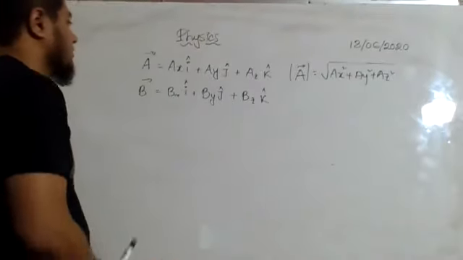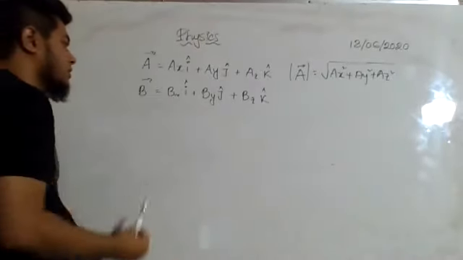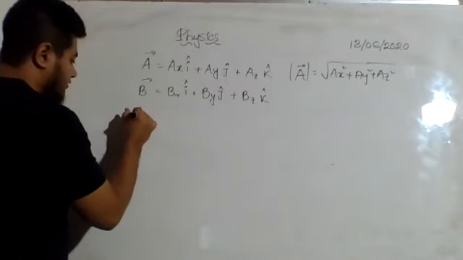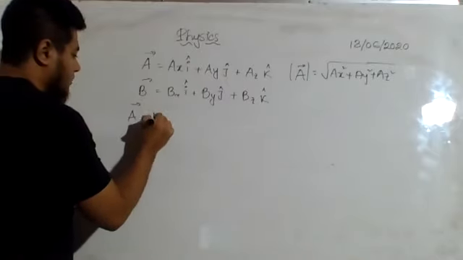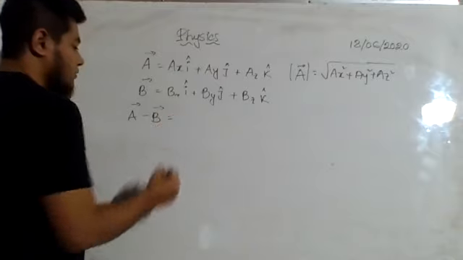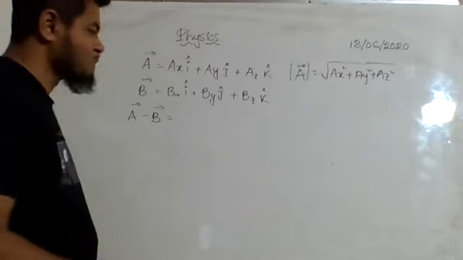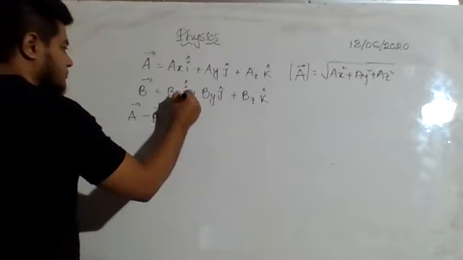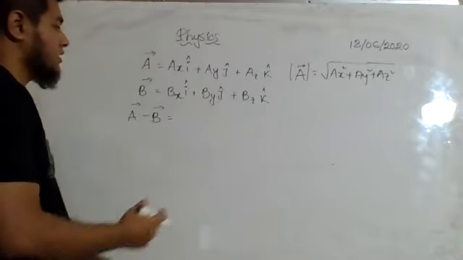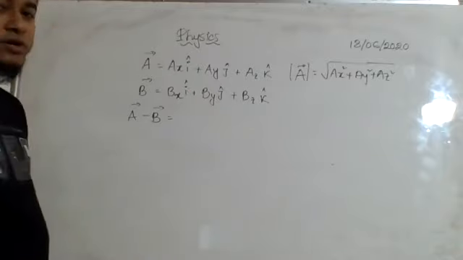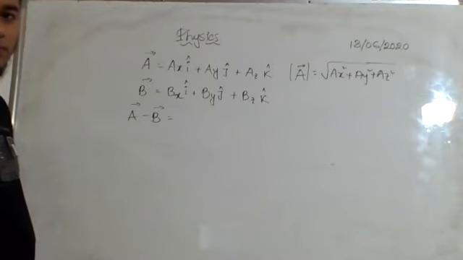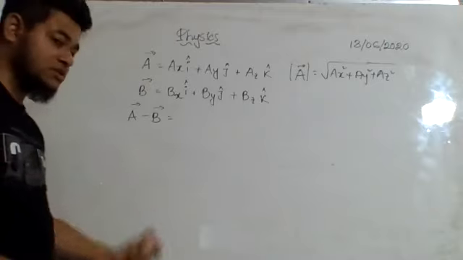Okay. So again, let us say we have two vectors A and B, and we want to know the difference between them, A minus B. What do you think? What will happen? Can anybody guess what the answer is going to be, or what I'm going to write here? You should have got an idea from the addition of vectors.